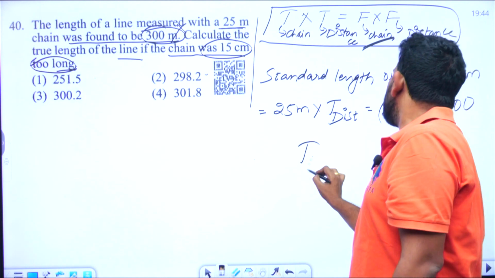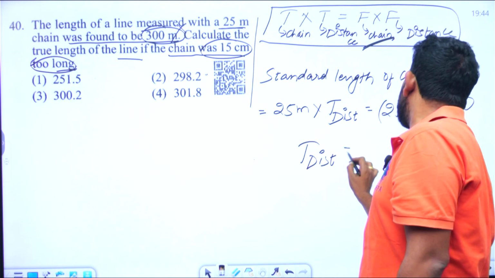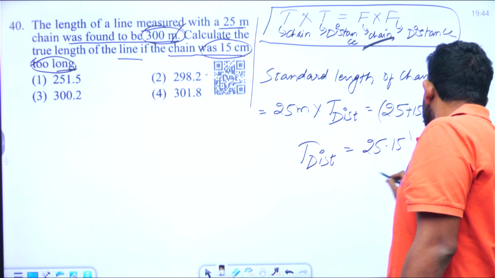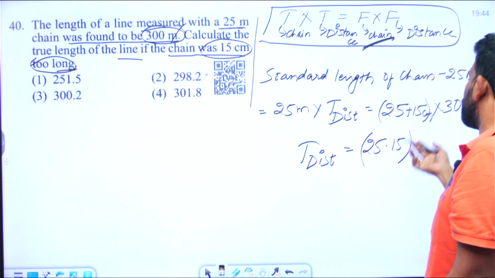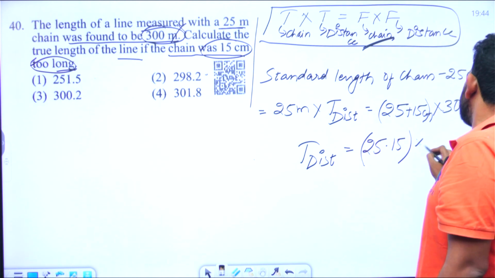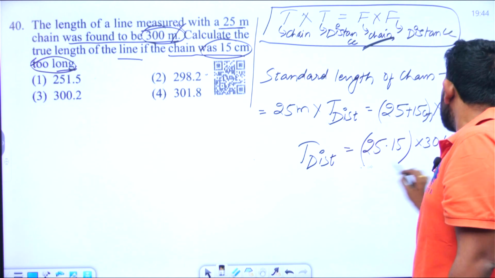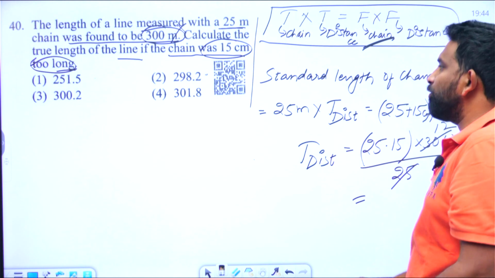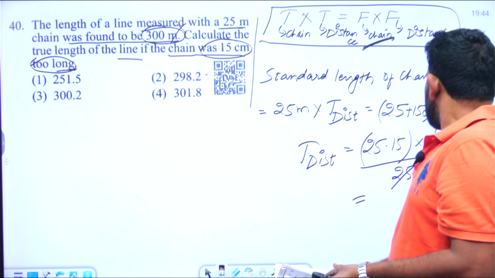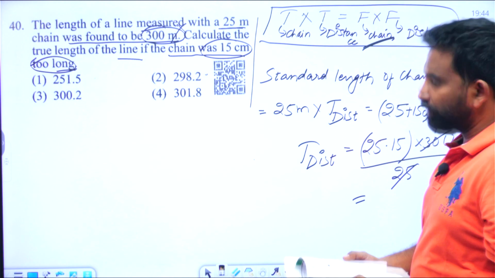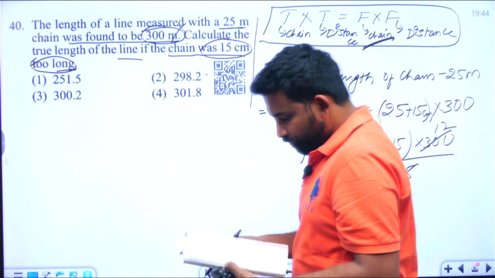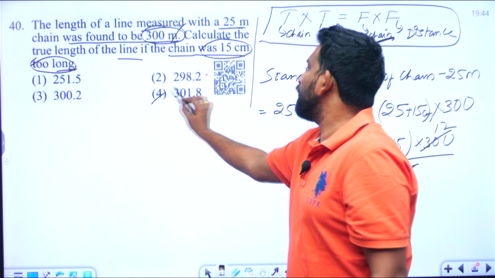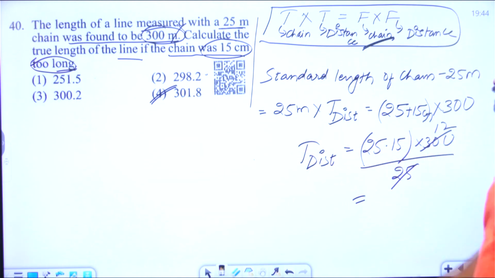Now from here we will be able to find the true by simply making it the subject. 25.15 centimeters, if you convert it in terms of meters, it comes out to be 25.15 meters into 300, upon this 25. If you simply multiply that, you will get that answer clearly. Question number 40, the answer comes out to be 301.8. The answer easily comes out to be 301.8.